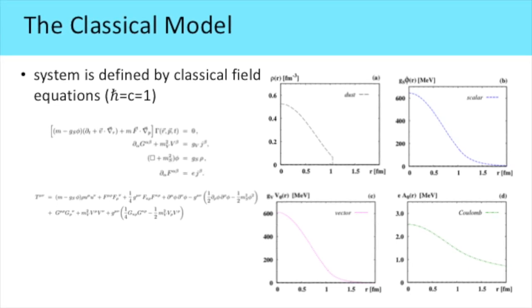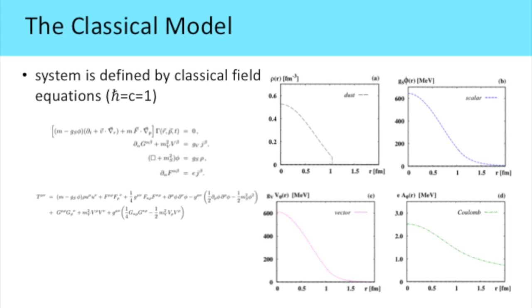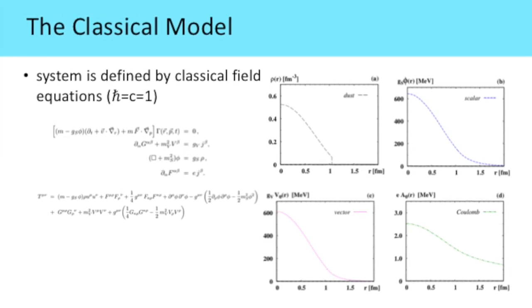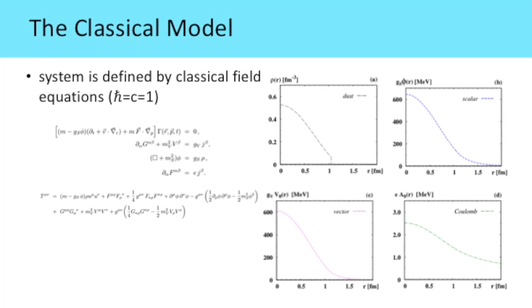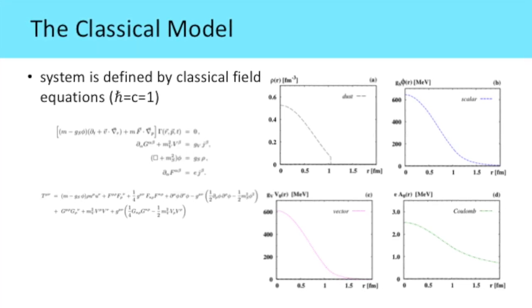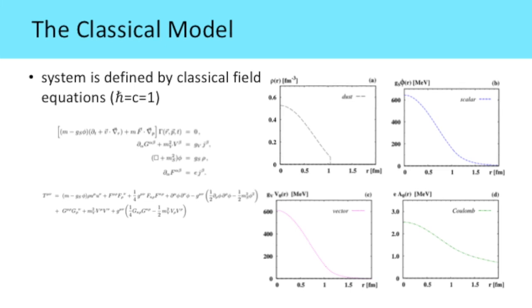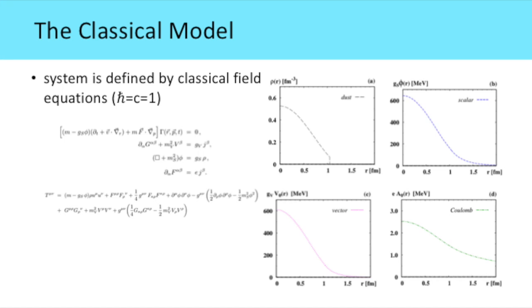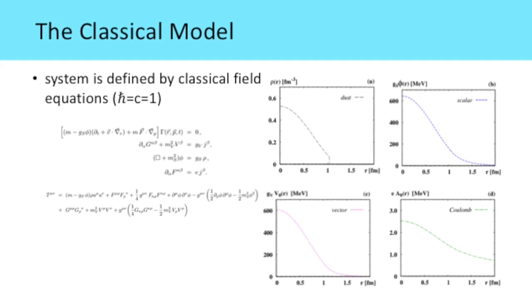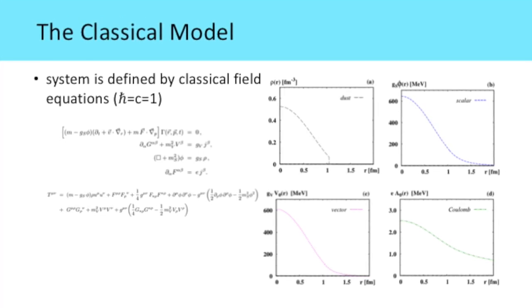The second term to the left of the equal sign in the first equation is the scalar phase space distribution. Please note that we used h bar equals c equals 1. The parameters m sub s and m sub v correspond to the sigma and omega meson masses used in nuclear models. The equation at the bottom of the slide is the energy momentum tensor in its full form.